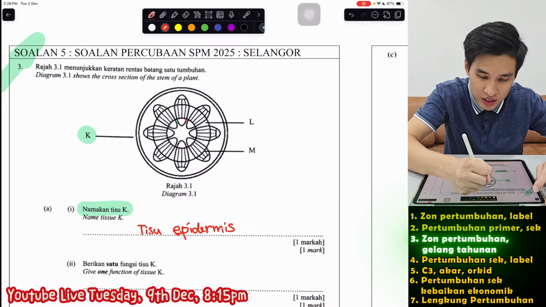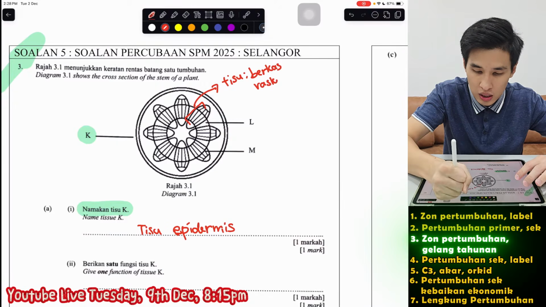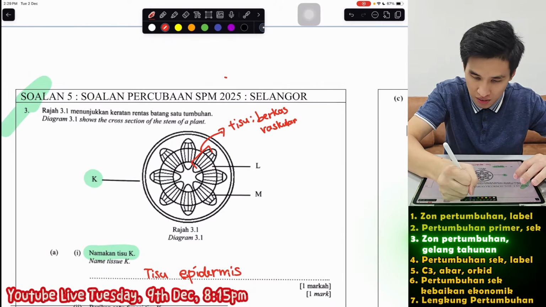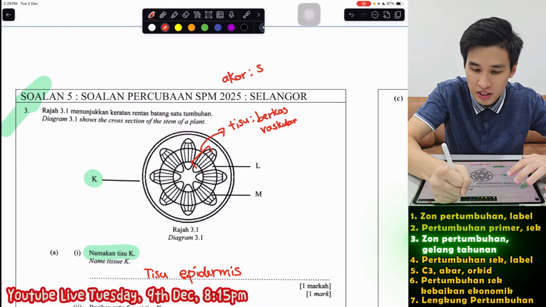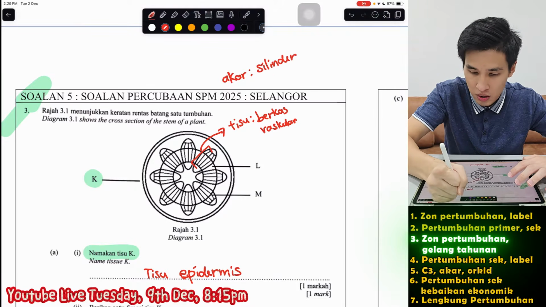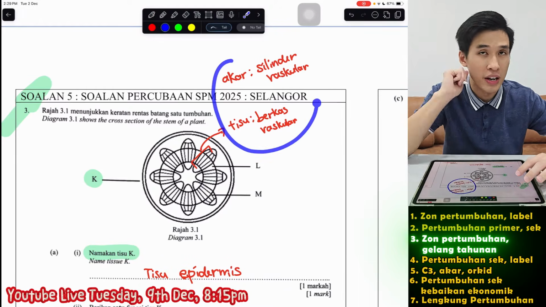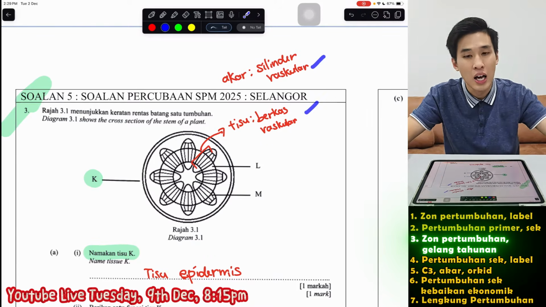Okay? Just like this one, if they ask you to label this is tisu vascular. Tetapi if they ask you what is this tissue, just like question A1 like that, if it's tissue, we will say this is berkas vascular. But untuk akar, it's called silinder vascular. So akar one is called silinder vascular. So they ask you to namakan, label, we write this. If they ask jenis tissue, then these two is just tisu vascular. Here also same lah. Okay.